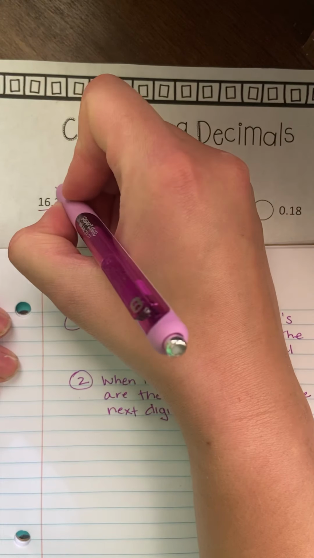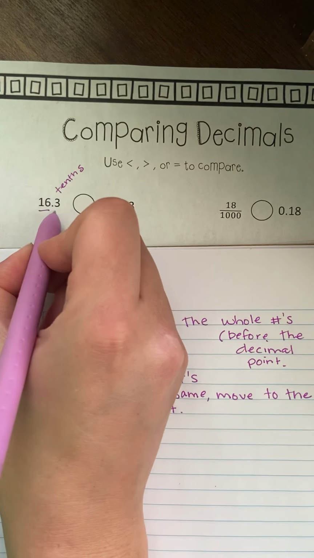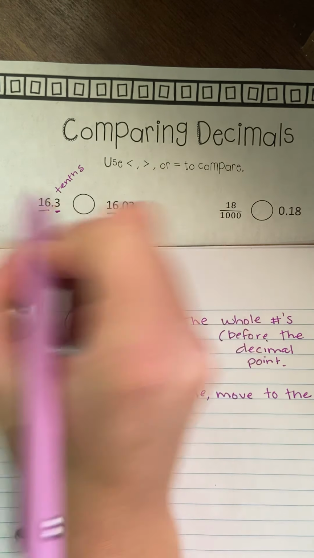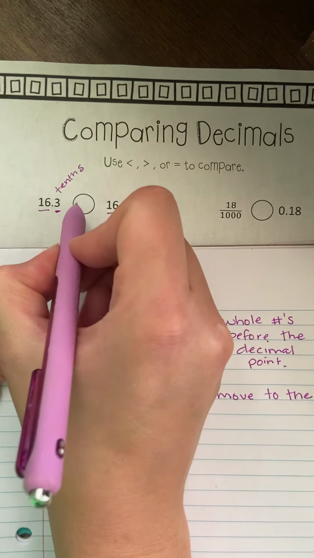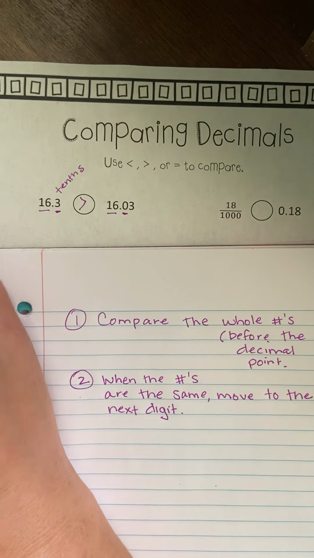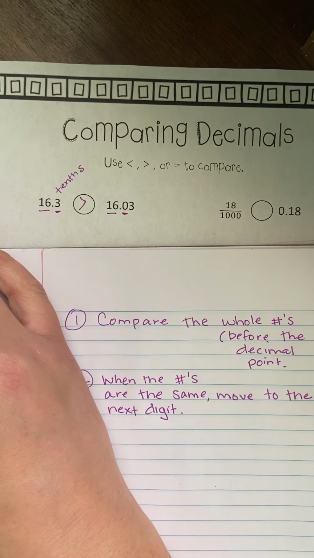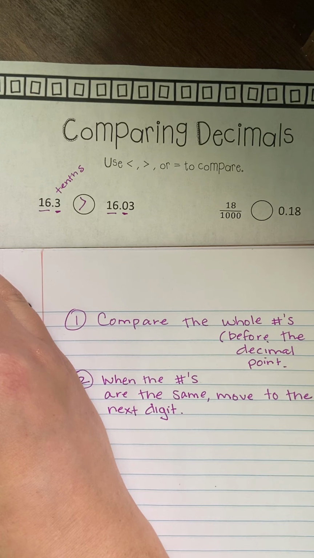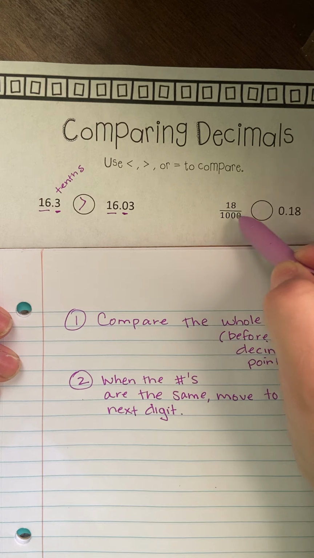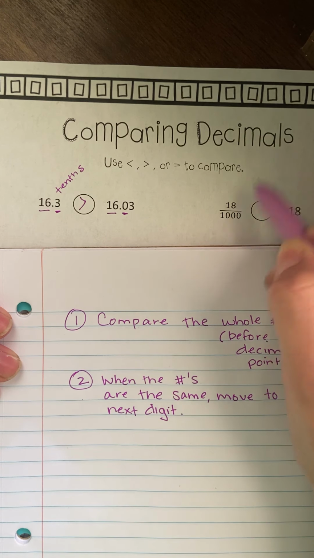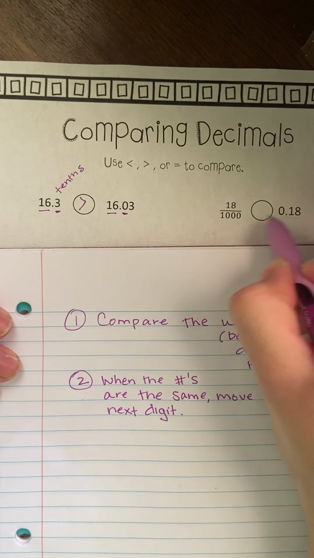All right, so for this same example, we are going to look in the tenths place, right? We all know one place after the decimal is called the tenths place. And so when I do that, I have a 3 here and a 0 here. So we know that 3 is greater than 0, which means 16 and 3/10 is greater than 16 and 3/100, okay, because we have a 0 in the tenths.